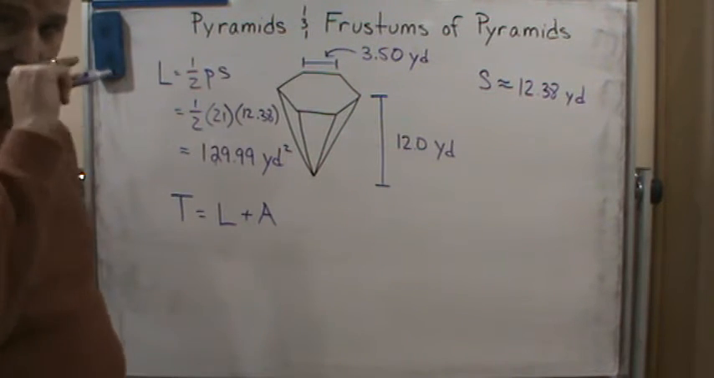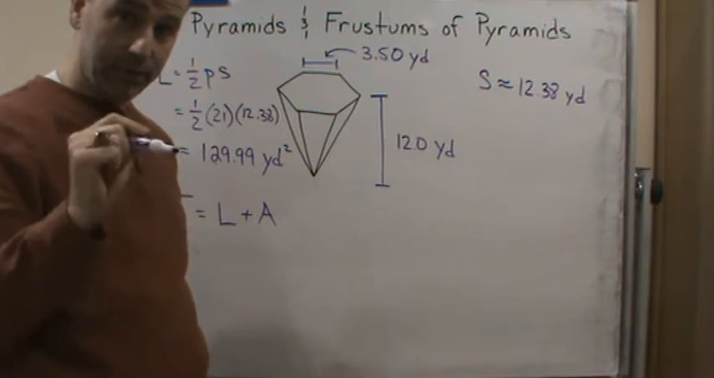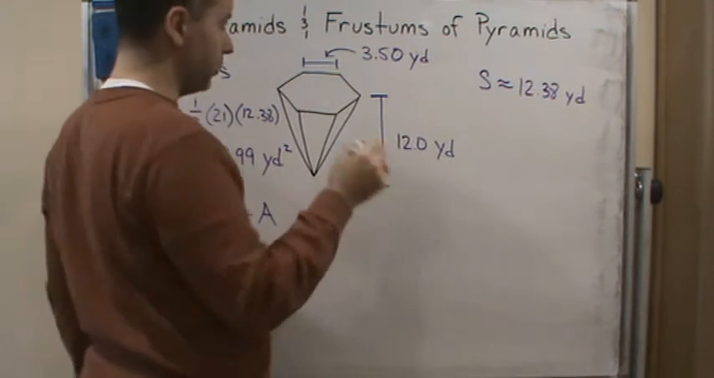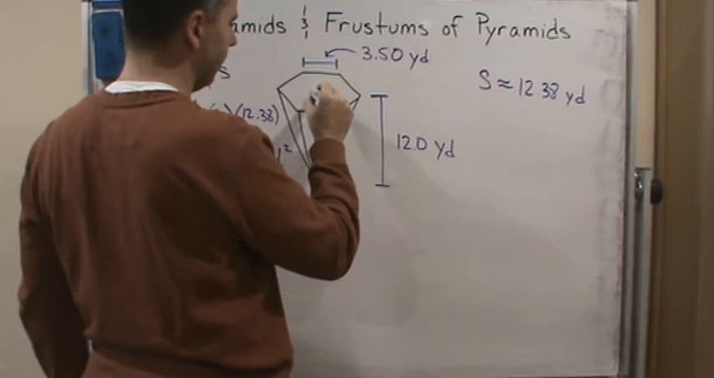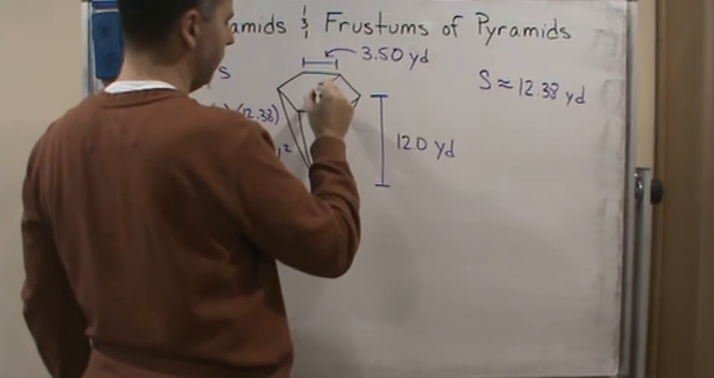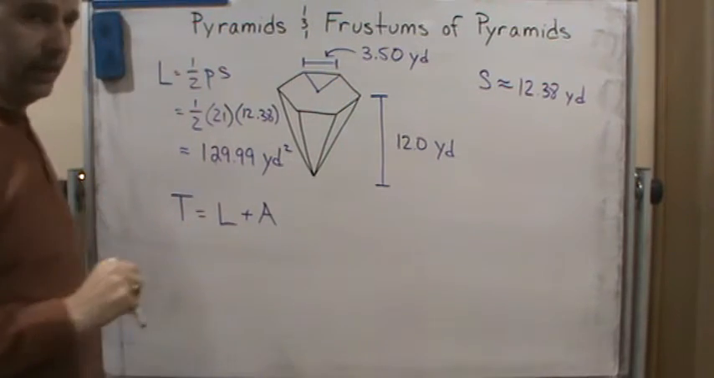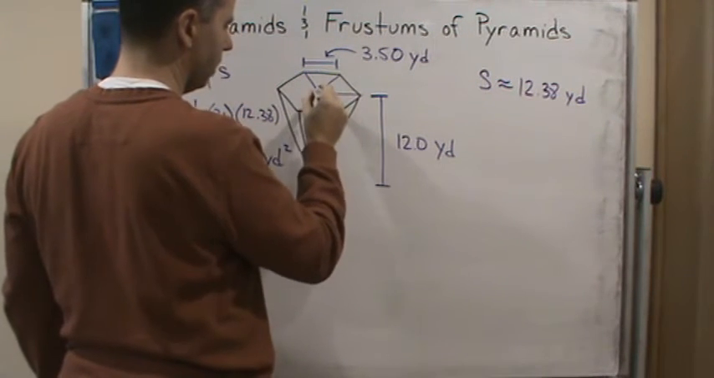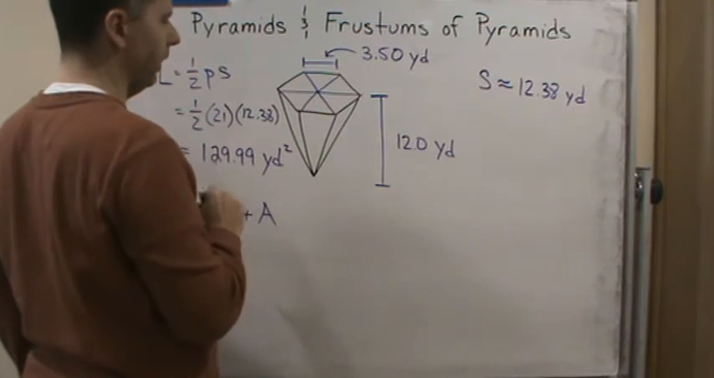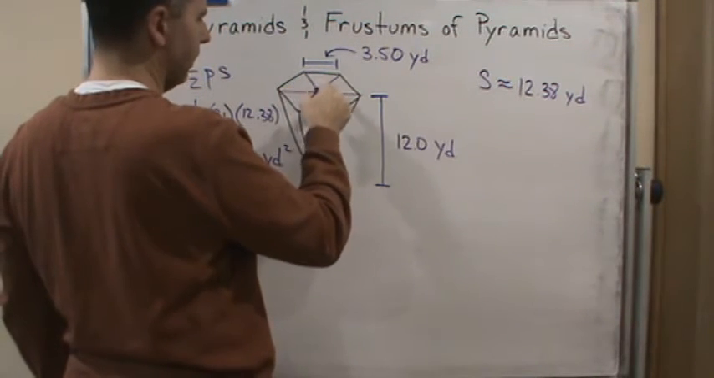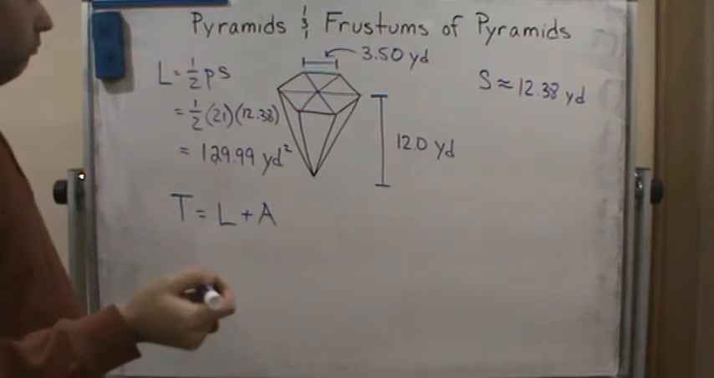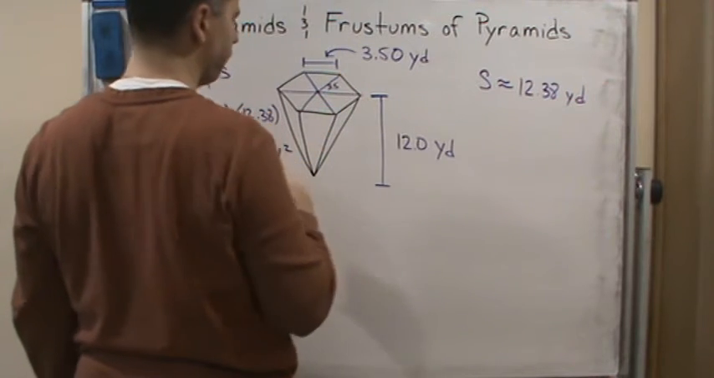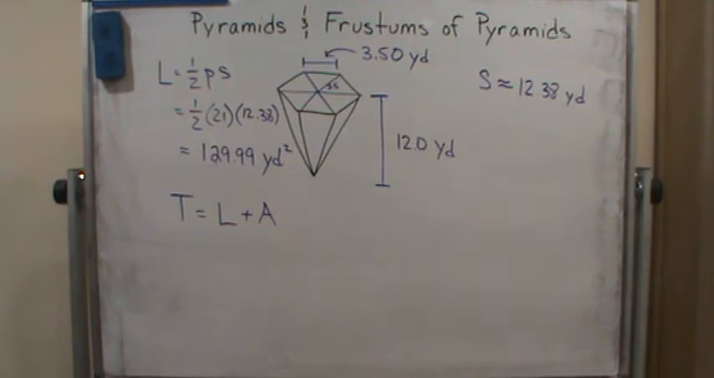Now, this is where we have to remember how to get the area of a regular polygon. If you don't remember the formula, you just have to remember that if it's a regular polygon, then we create equilateral triangles all the way around. And that means each one of these radii is 3.5 yards.